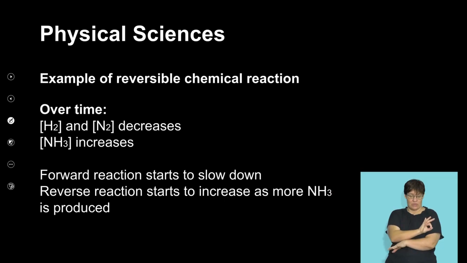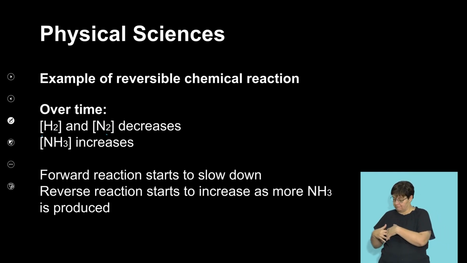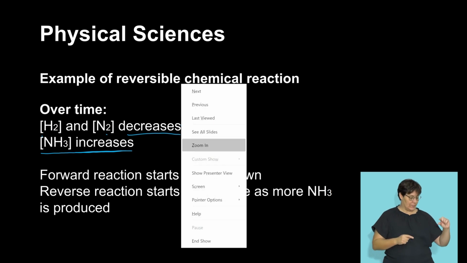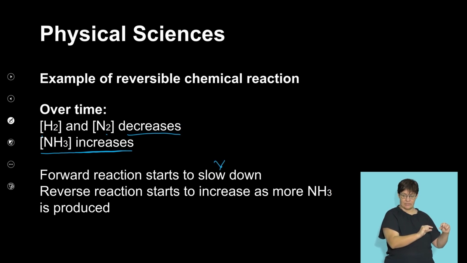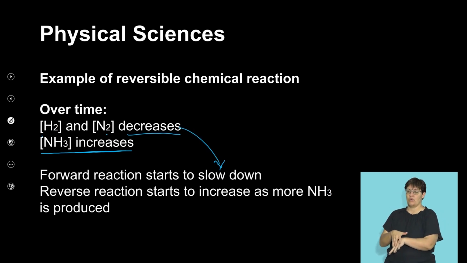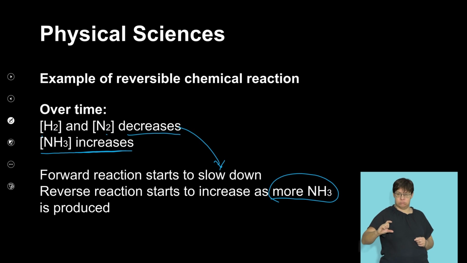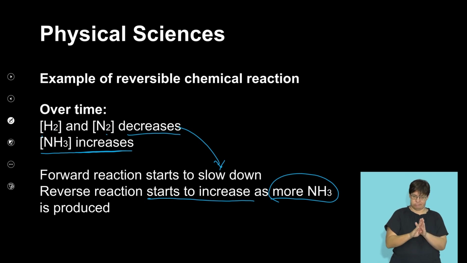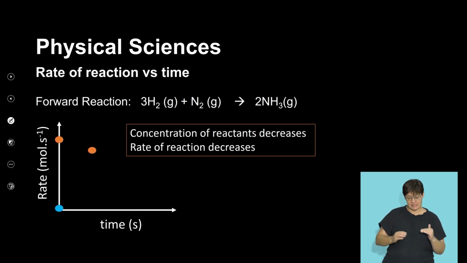Now, after a while, we will see that the hydrogen and the nitrogen concentration start to slightly decrease. And that happens because now the ammonia started to slightly increase. And when the concentration slightly decreases, the forward reaction starts to slow down. And while the reverse reaction is now getting more ammonia in the system, the reverse reaction starts to slightly increase. And this slight increase and slight decrease can be shown on the graph.